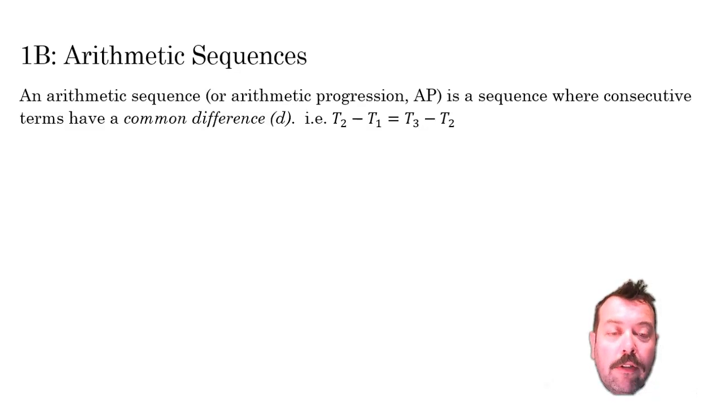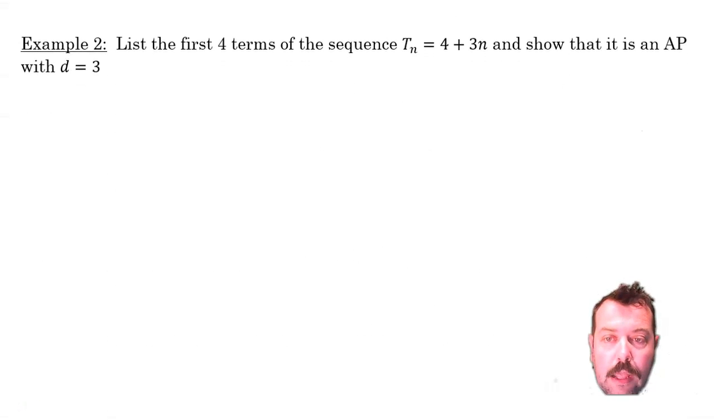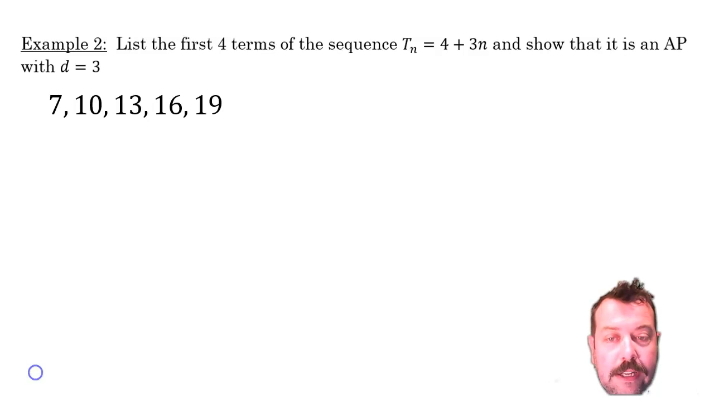Okay, so this is an arithmetic progression, or an arithmetic sequence, and each term changes by the same amount. Here's an example. We're asked to list the first 4 terms of this sequence and then show that it's an AP with a common difference of 3. So the first term is 4 plus 3 lots of 1, which is 7. The second term, 4 plus 3 lots of 2, is 10, then 13, 16 and 19. We use that formula to calculate each term.